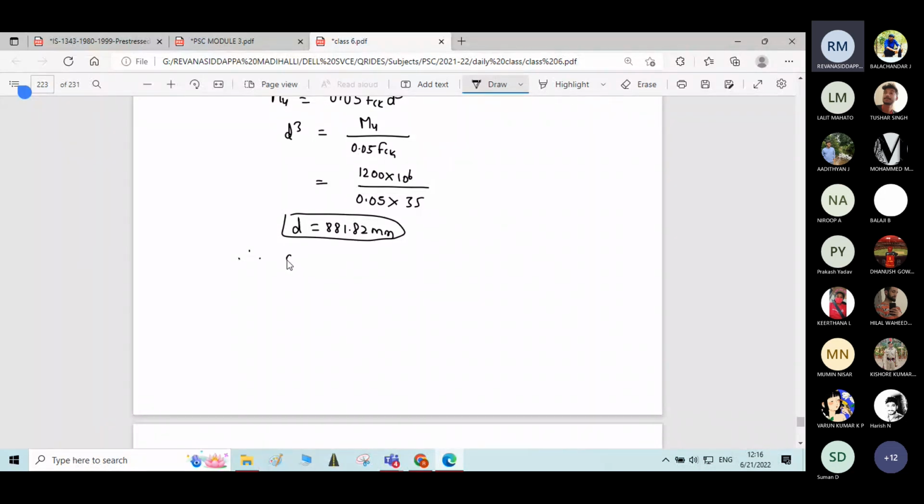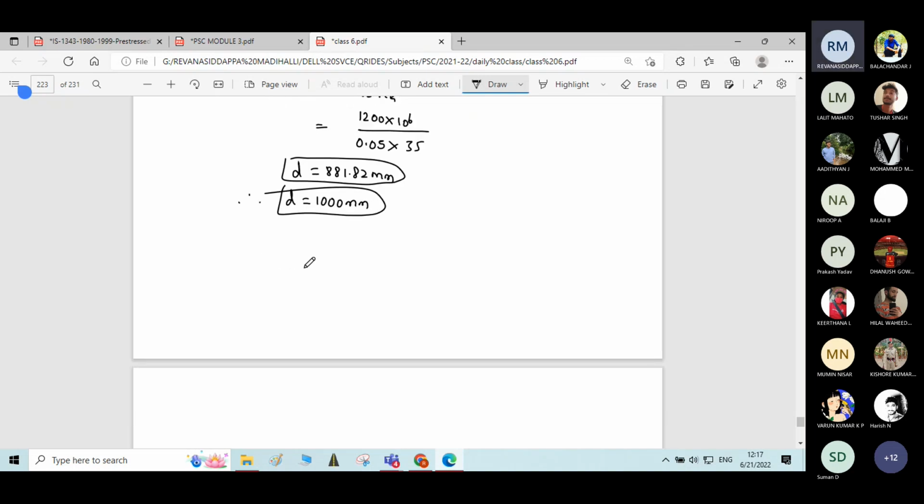Okay, we have to round up this value. You can just round it up to d is equal to 1000 mm. I have rounded it up to 1000 mm. And b is equal to width of flange, which we assumed as 0.5 times effective depth. Therefore, 0.5 times 1000 means you will get the width of flange as 500 mm.